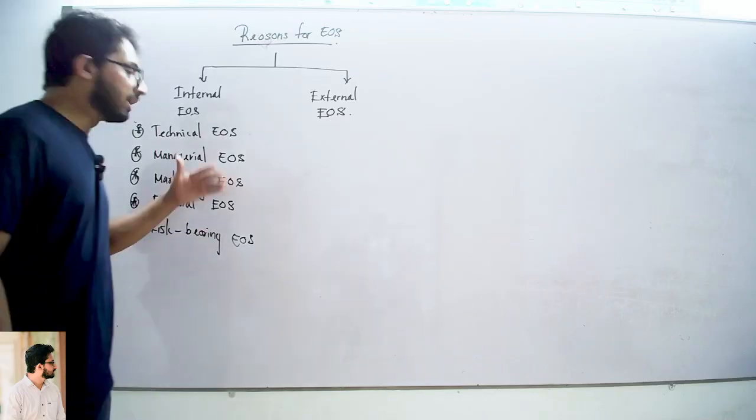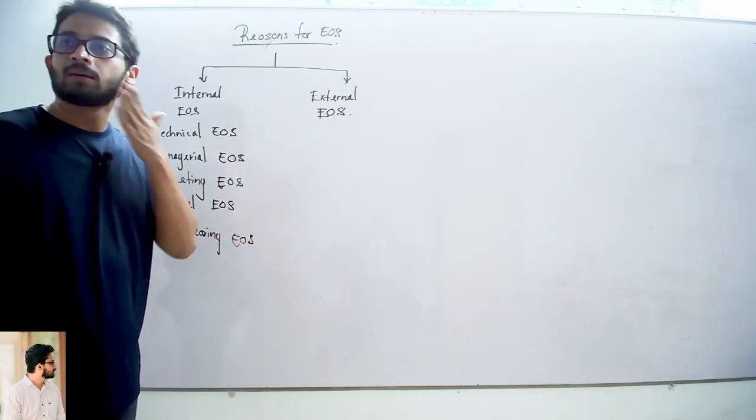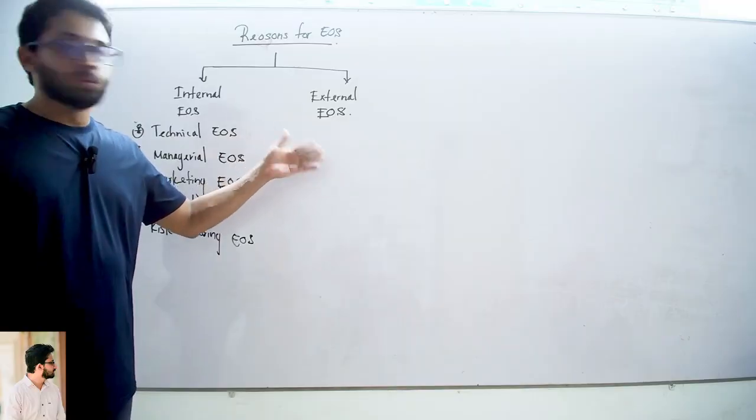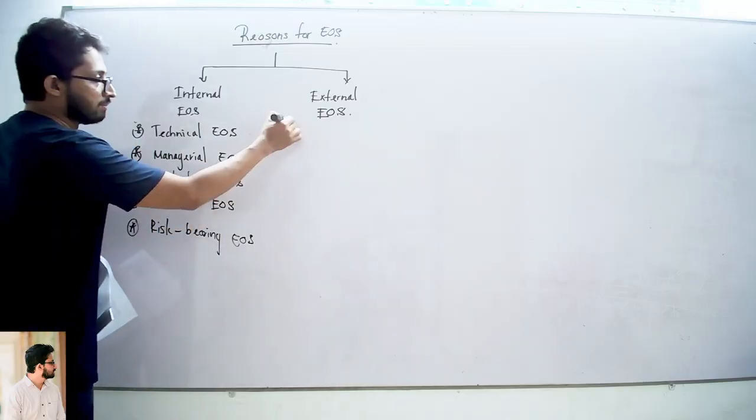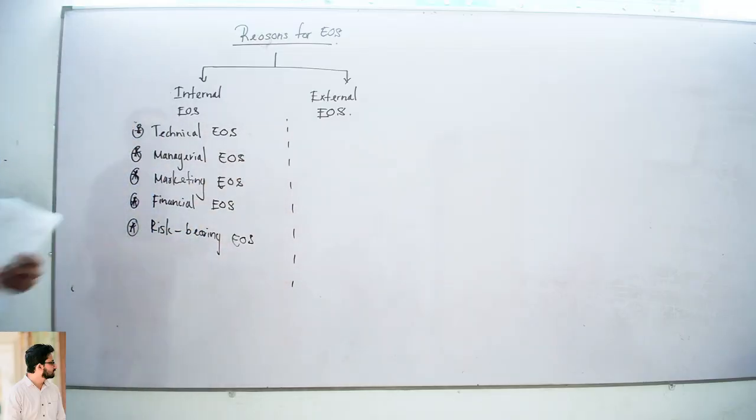After completing these 5 areas, I'll move into external economies of scale. In your professor's book he has mentioned network economies of scale as well, but I'm not a big fan of that. If you want, you can remember that point as well. But normally we discuss these 5 areas. These are called sources of internal economies of scale.